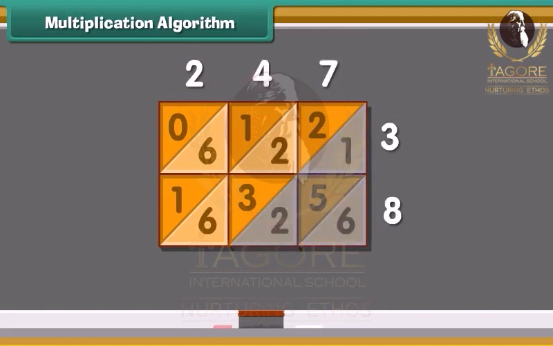Now start at the bottom and add down the diagonal strips. Write 6 as it is. 2 plus 5 plus 1 is 8. 6 plus 3 plus 2 plus 2 is 13. We get a 2-digit answer, so we just write 3 below and carry 1 to the next strip.